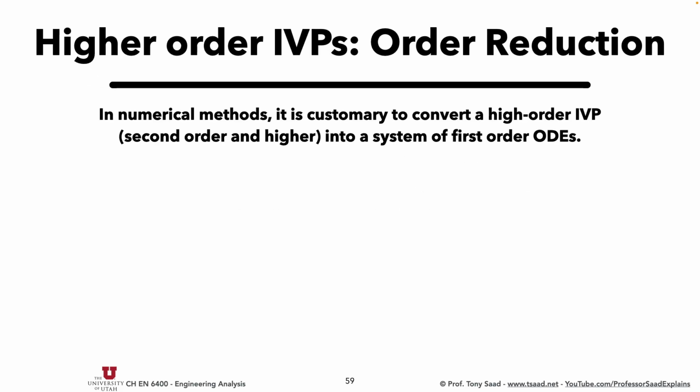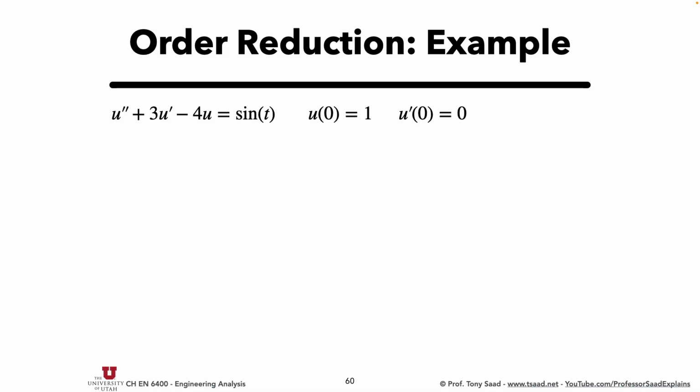So it's customary to convert these higher order IVPs into a system of first order ODEs. So we'll start with an example. It's just a mechanistic process you apply over and over again. It just works. Here's an example ODE. This is like a spring mass damper system with some forcing.